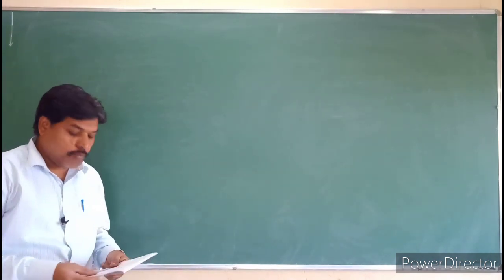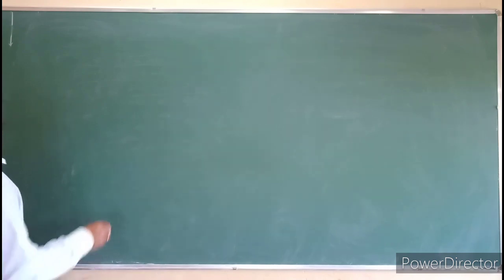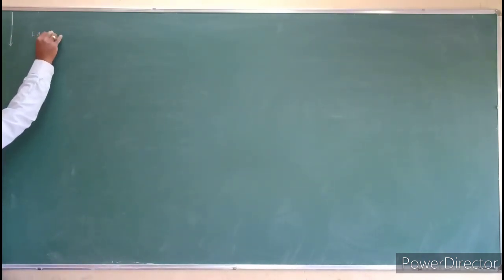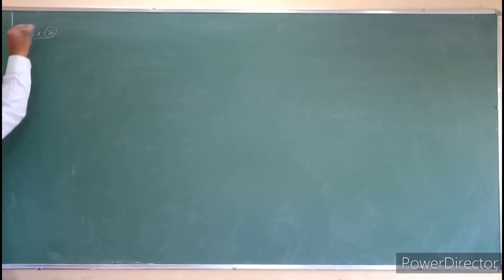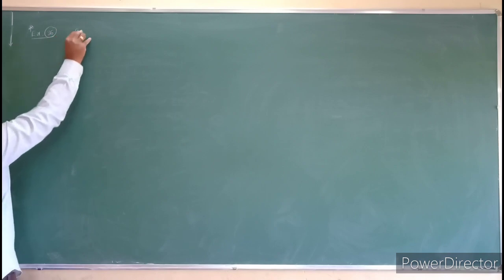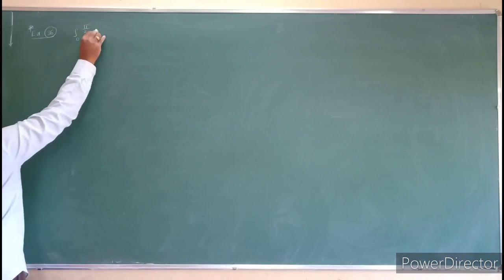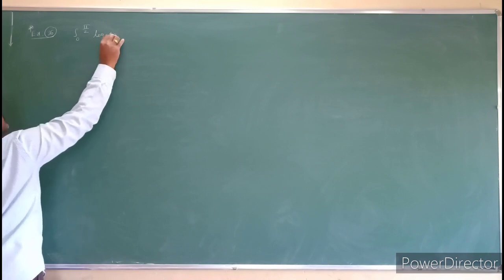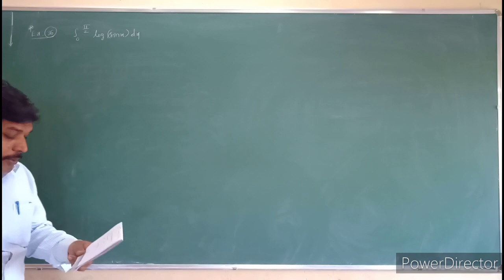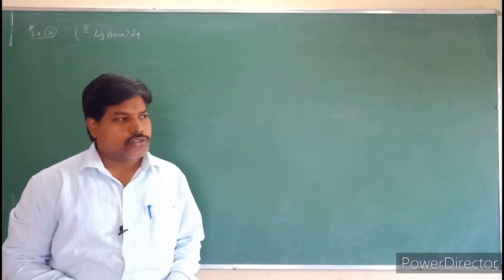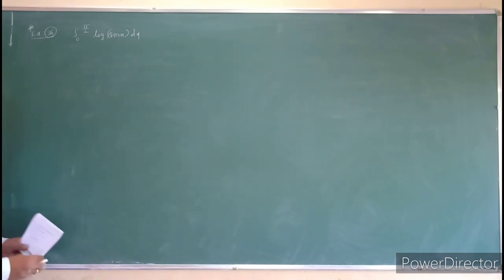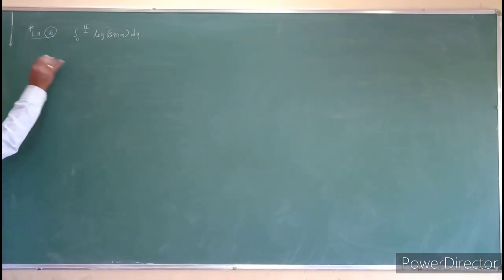So see, students, example number 36. Example number 36, important one. So what is that? Integral 0 to pi by 2 log of sin x into dx. So see that question, students, how to solve this one. This model question we have already proved in the earlier questions.